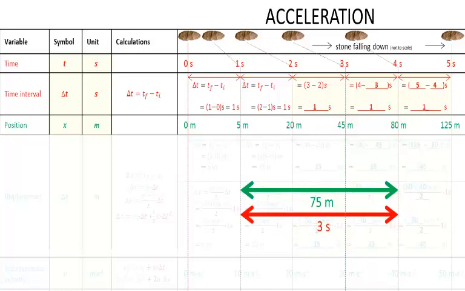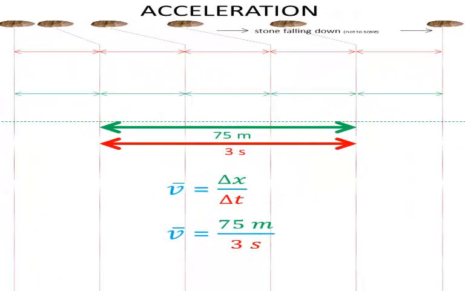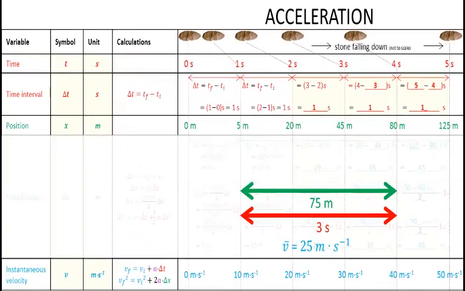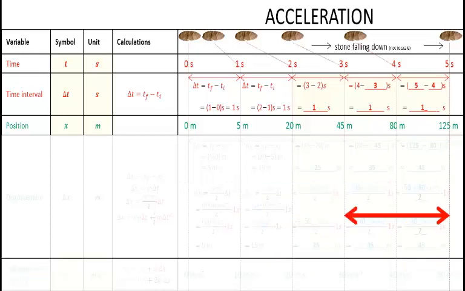So for this interval, the stone travels 75 meters in 3 seconds. 75 divided by 3 equals 25. 25 meters per second is the average velocity for that interval, which is also halfway between the initial velocity, 10 meters per second, and the final velocity, 40 meters per second, for this particular interval. Let's take one other interval as an example. Let's take from t equals 3 seconds to t equals 5 seconds.